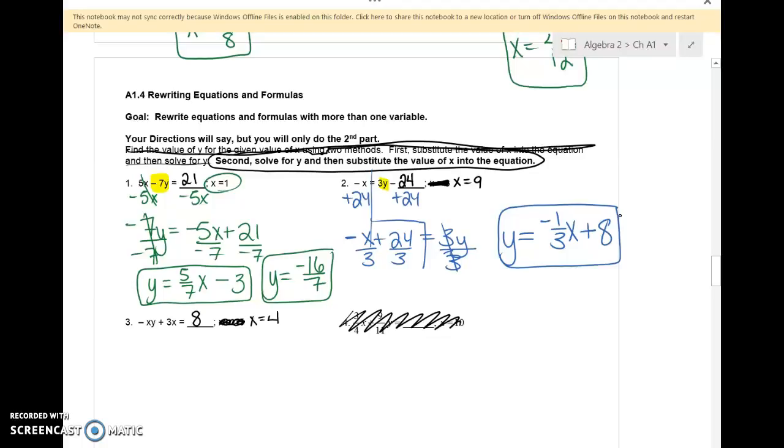And now we need to plug in x equals 9. So negative 1/3 times 9 is negative 3. Yep. Negative 3 plus 8? 5.